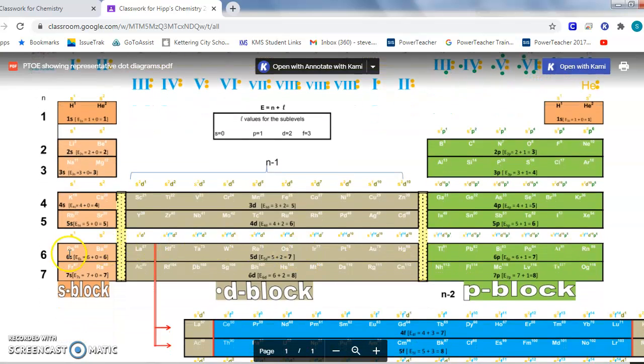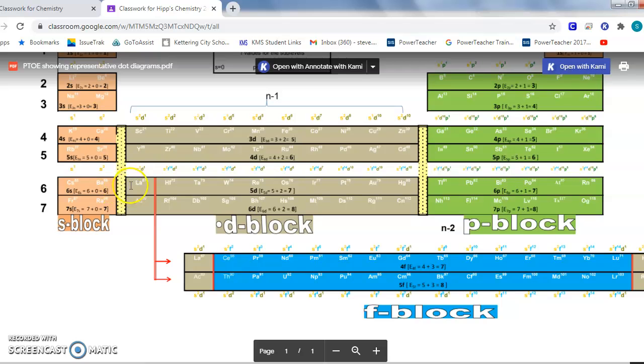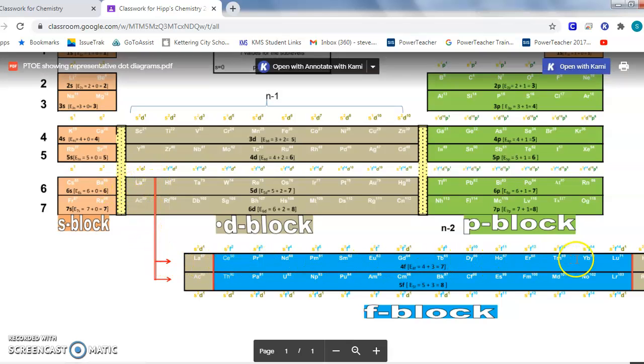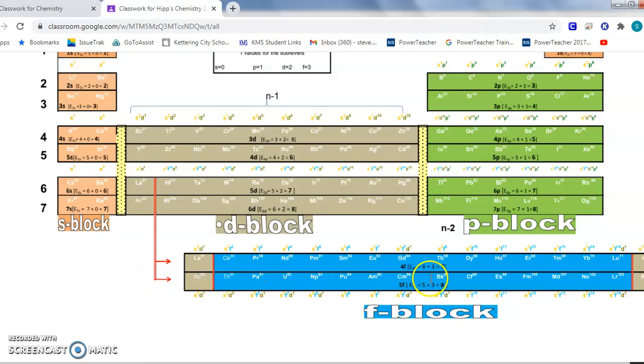Then I would be at 6s2. After the 6s2, if you remember, we would follow the numbers down here, and we would write 4f14, and then we would pop back up into the 5d10, 6p2, 7s2, and then finally I would be where californium is, right here.